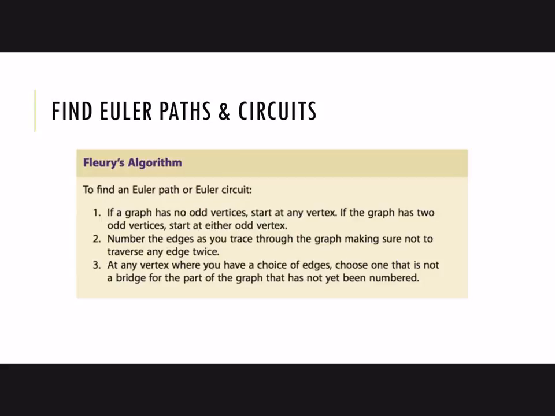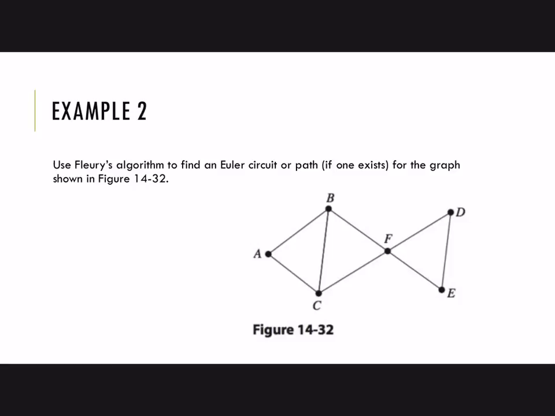Okay, so to find one, if a graph has no odd vertices, then you can start at any vertex, but if it has 2 odd vertices, you must start at either odd vertex. Then we want to number the edges as we trace through the graph, making sure not to traverse any edge twice. Numbering helps us keep track of which ones we've used already. And at any vertex where you have a choice of edges, choose one that is not a bridge for the part of the graph that has not yet been numbered. Okay, so we'll practice and try this out.